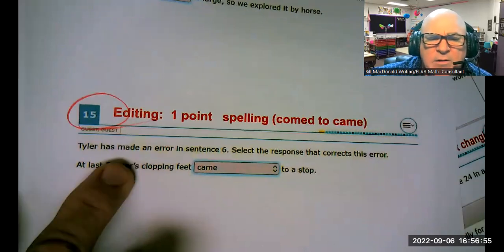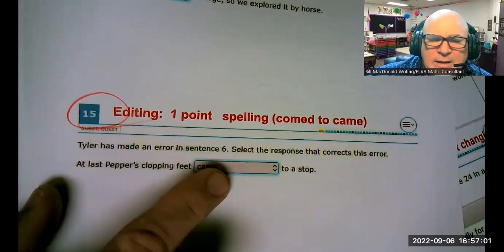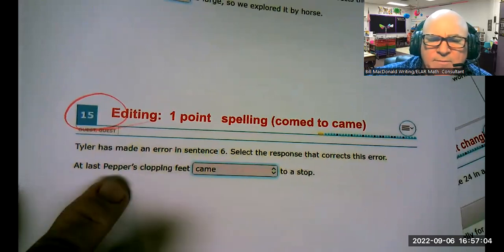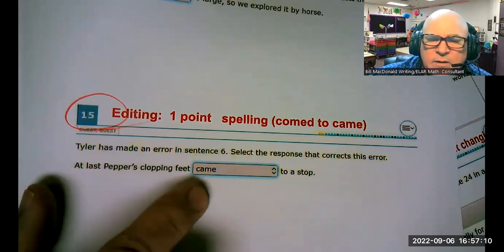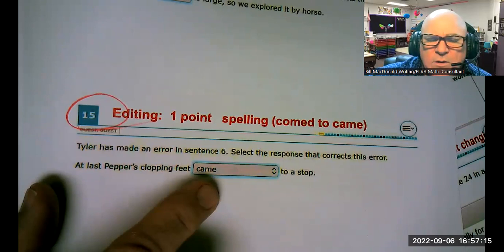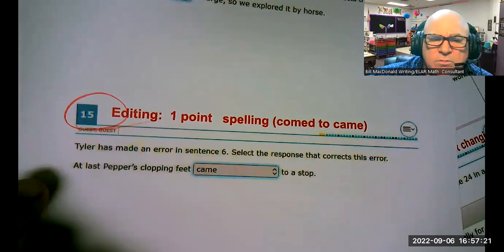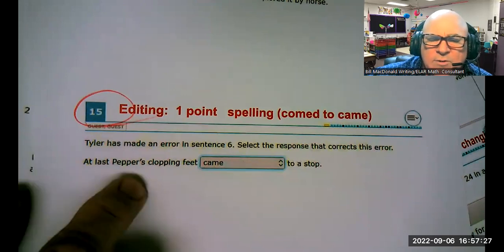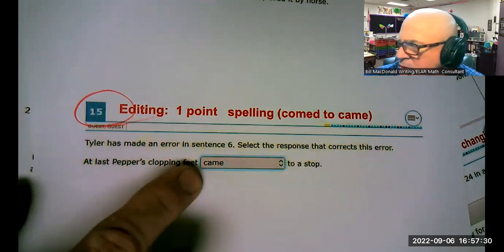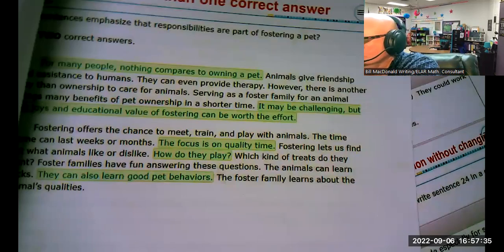Tyler has made an error. Again, error. Select the response that corrects this error. At last, Pepper's clopping feet came to a stop. And so it wouldn't be comed, and because it is in past tense, when you look at the sentence before, you can check, is it past, present, or future? And his feet are plural, and so you have to make sure that the feet came to a stop. All right, our last one is going to be fifth grade.